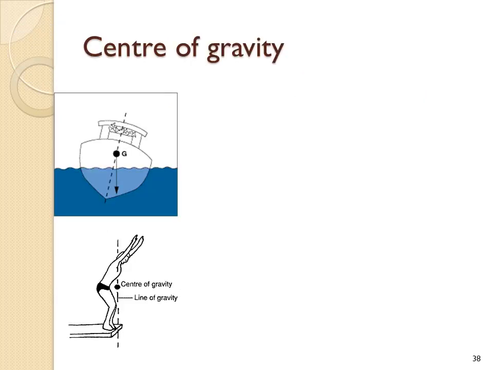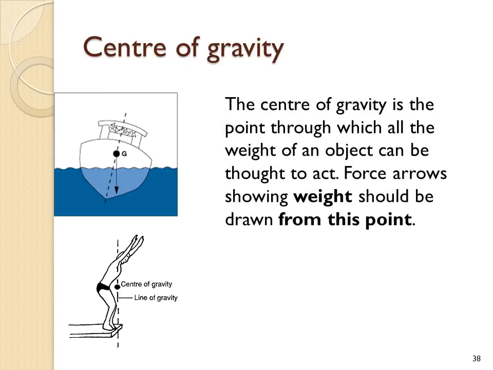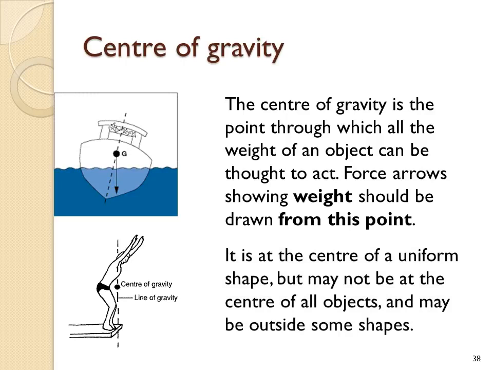The centre of gravity of an object is the point through which all of the weight of that object can be thought of to act, and a force arrow showing its weight should be drawn downwards from that point. It's at the centre of a uniform shape, but it may not be at the centre of all objects, and it can even be outside the object. This diver's centre of mass is outside of his shape because he's bending over.